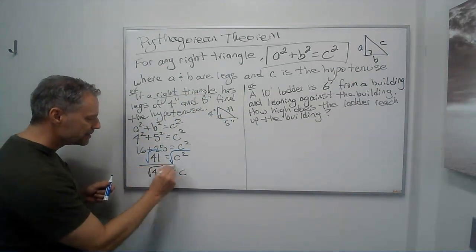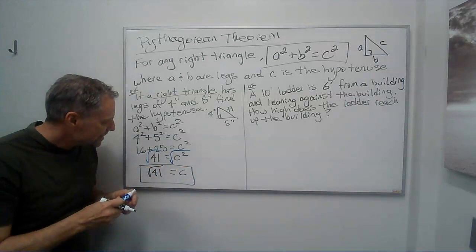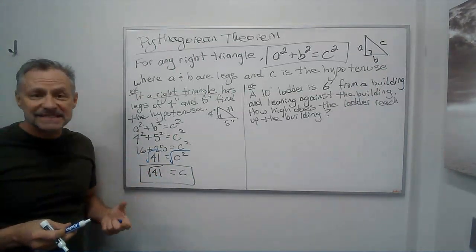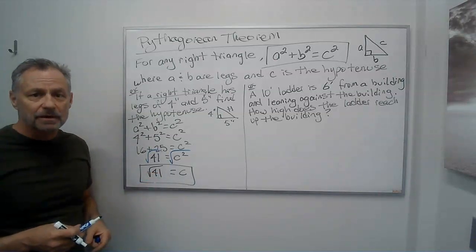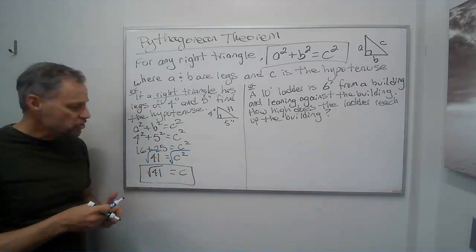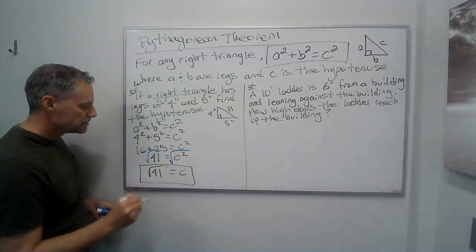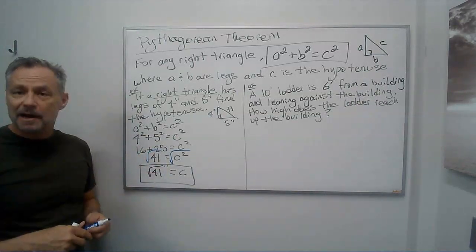Well, how big is that? Well, I know the square root of 49 is 7. The square root of 36 is 6. So it's somewhere between 6 and 7. That's an irrational number. I would simplify this if I could, but it's going to be the square root of 41 inches that will be the hypotenuse.